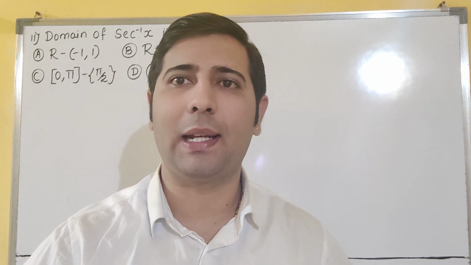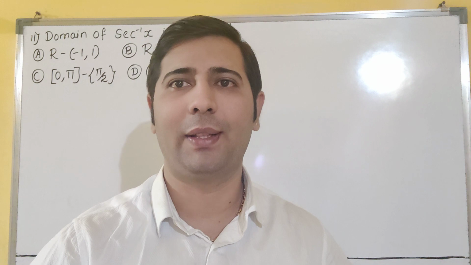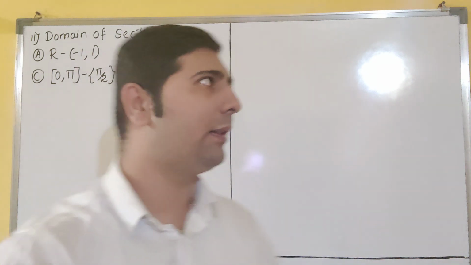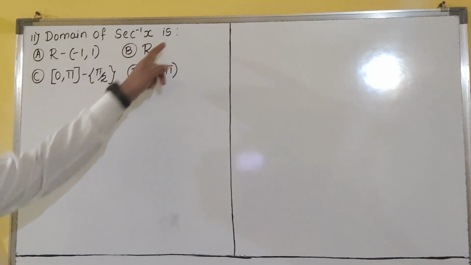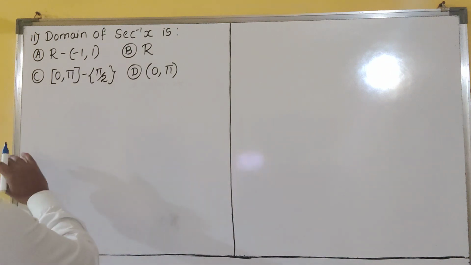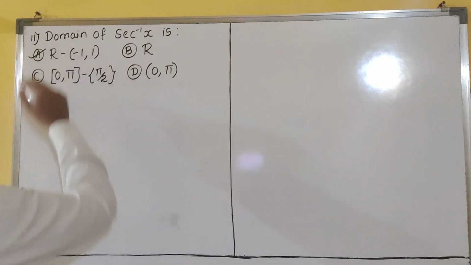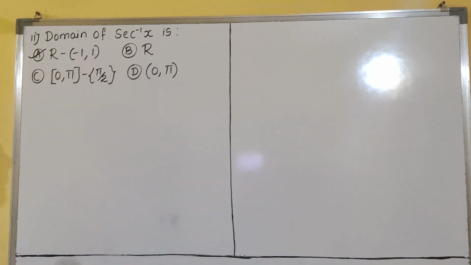In today's class we are learning inverse trigonometric remaining MCQ questions, dear students. Let us see the next question, that is the 11th one. Domain of sec inverse of x is what? Domain of sec inverse x, we directly know the answer for this. So that is option A matches, dear students. R minus of minus 1 plus 1.